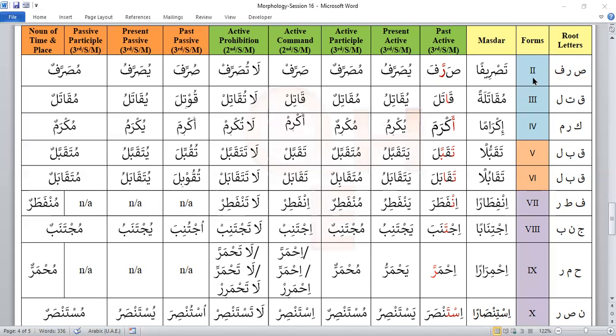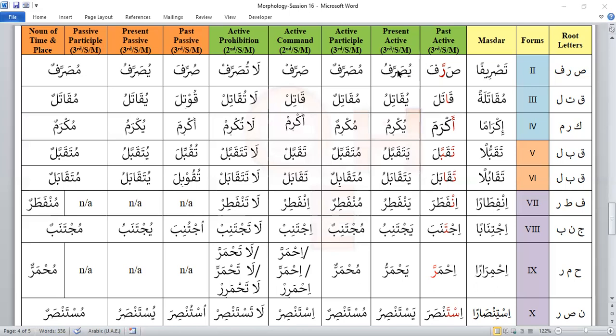So verb form 2, sod, ra, fa. We are taking the root letters as sod, ra, fa. So masdar, tasrif. Masdar is a noun. It can be at the state of rafa, nasab, jar. Over here we are showing the nasab form.